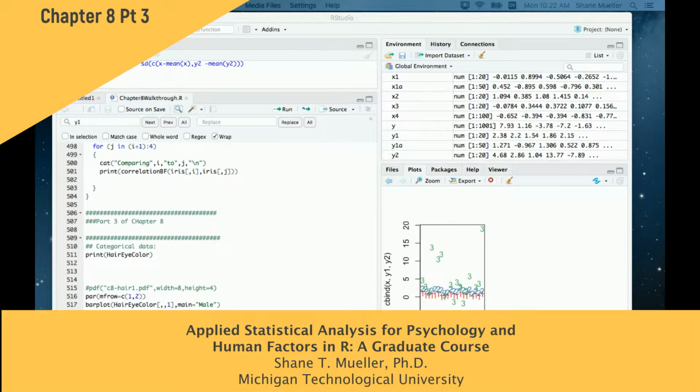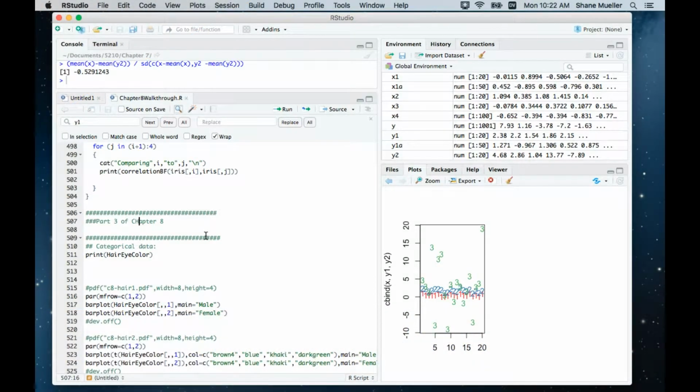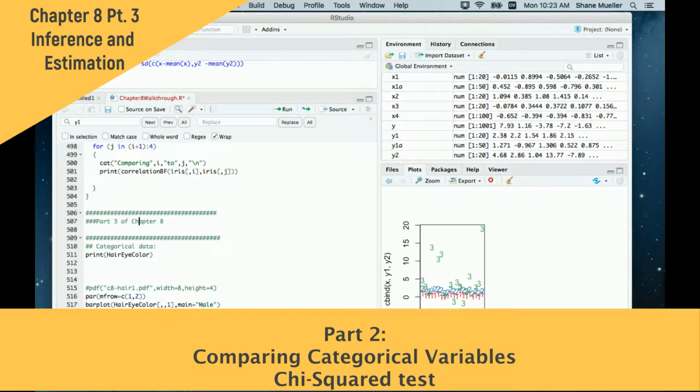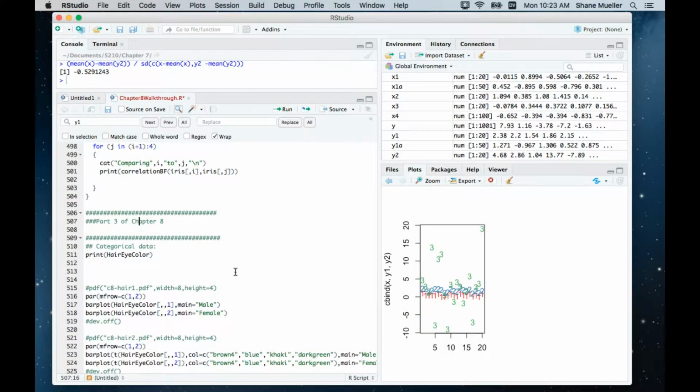All right, this is part 3 of Chapter 8. In this video, we'll finish up Chapter 8 by discussing categorical tests like the chi-square test, and then some other additional issues about simple statistical testing, including what to do if you have different sample sizes and how to handle skewed distributions, and also how to compute effect sizes for the t-test.